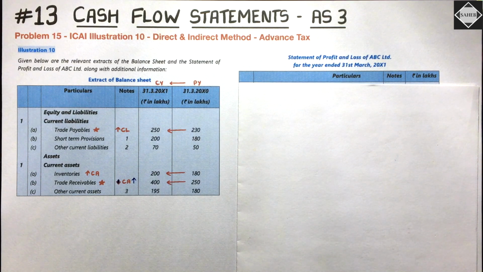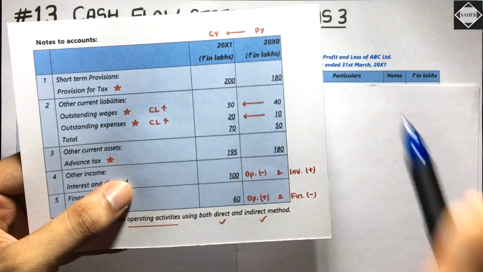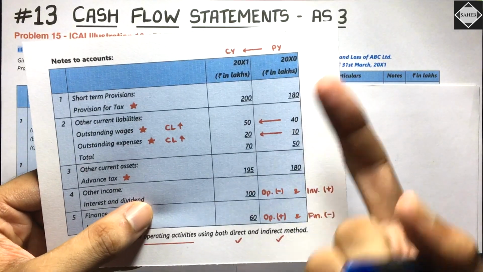Okay, fine. Then we have other current assets. Now, what are these other current assets? Let's check in the notes to accounts, right? It's note number 3. So if you come to note number 3, you come to know in this question we have got advance tax. Advance tax is like a prepaid expense.